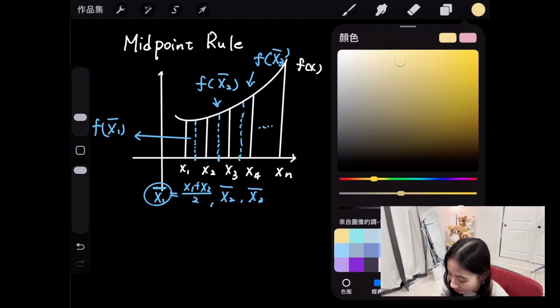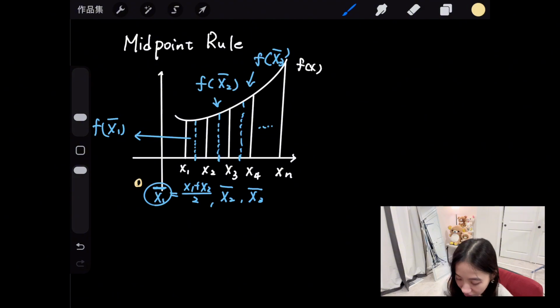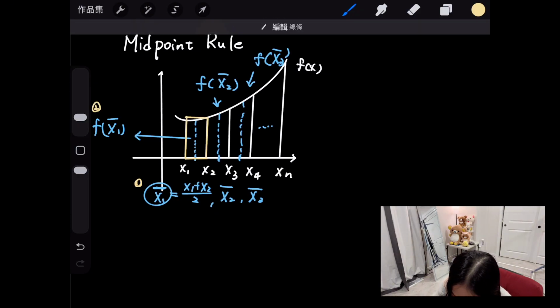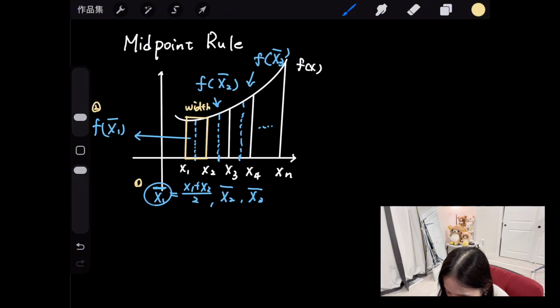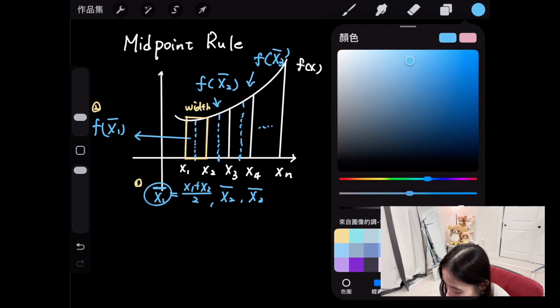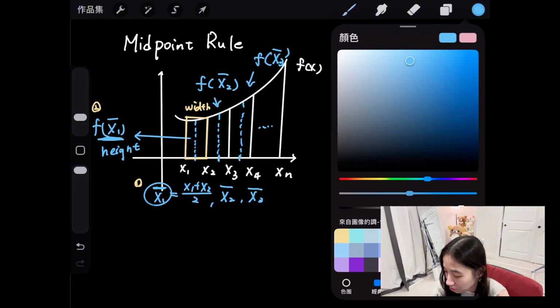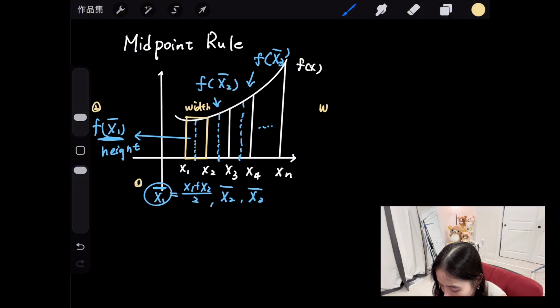Very straightforward. We find the midpoint of the x value first, and second, we find the y value correspondingly. Now we use the midpoint height because then we will know the area of this yellow rectangle. Here is your width, and here is your height, f of x sub 1 bar. We simply multiply them together, because width times height is the rectangle area.